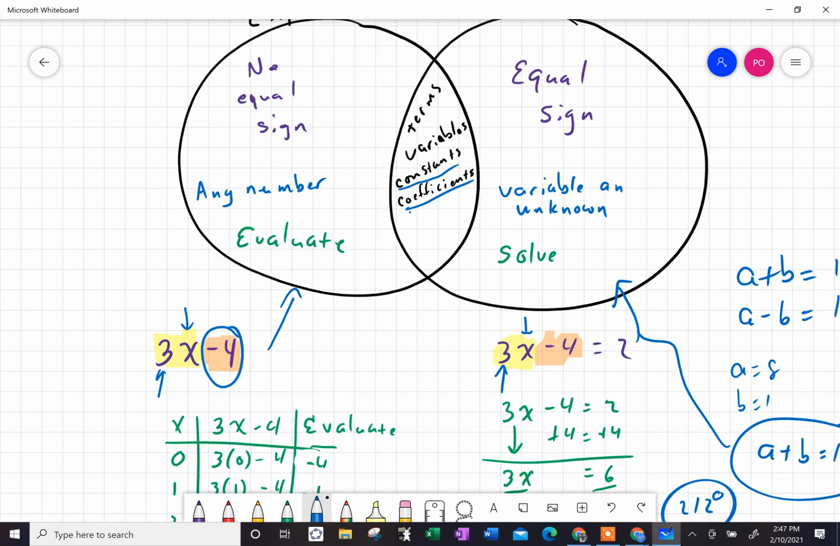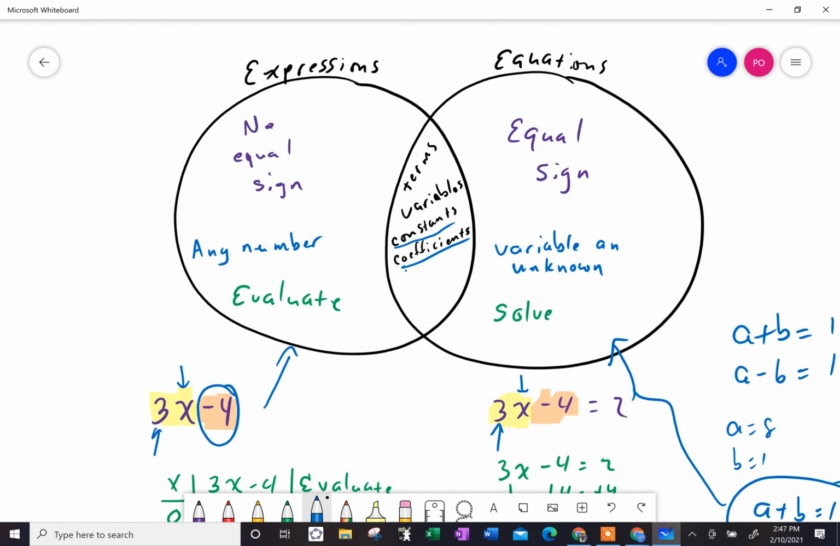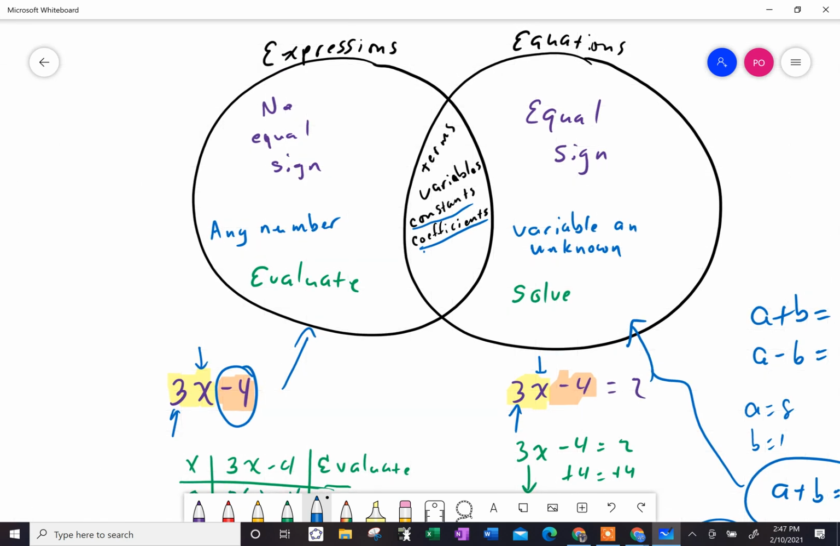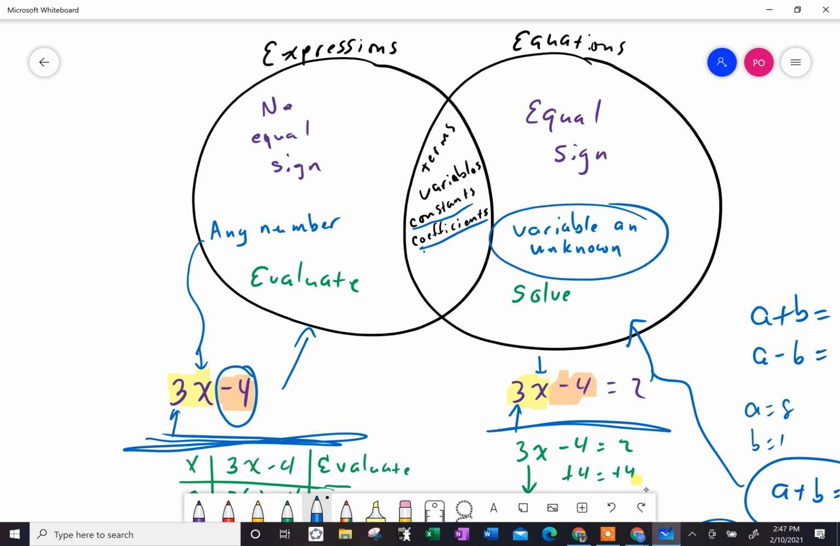Anyway, I probably made this a lot more complicated than it had to be. Ignore pretty much everything I said after I screwed up the Fahrenheit Celsius thing. But my main point is this. Expression, no equal sign, and the variable can be any number. Equations, you have an equal sign, and the variable is an unknown number, a single unknown number. You evaluate expressions, you solve equations.